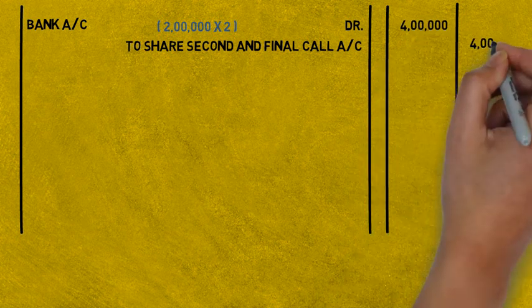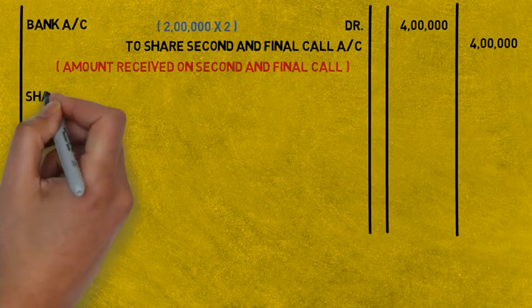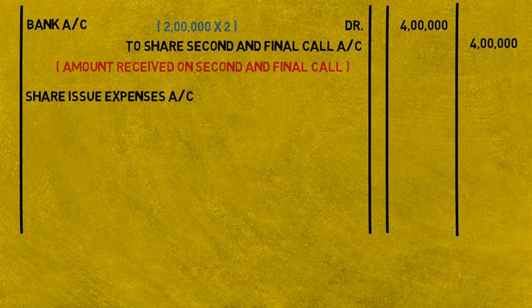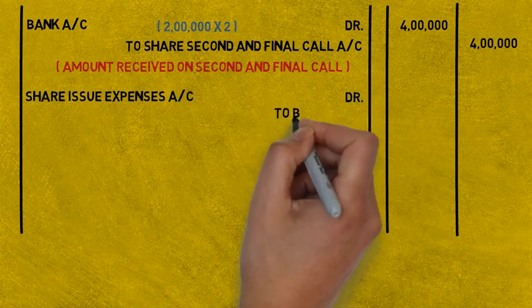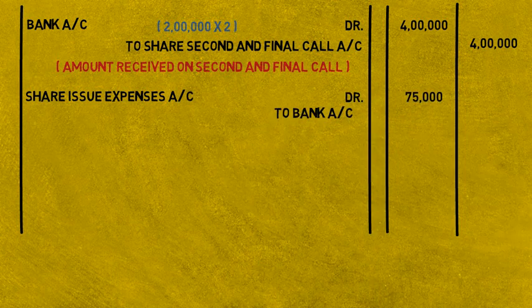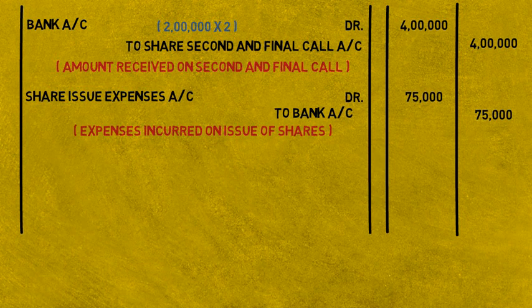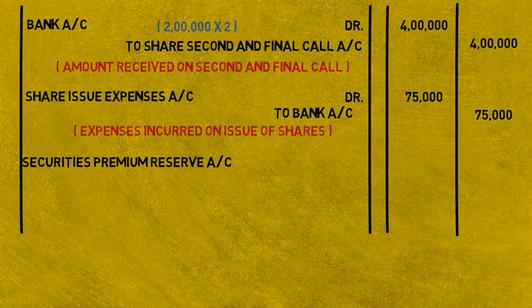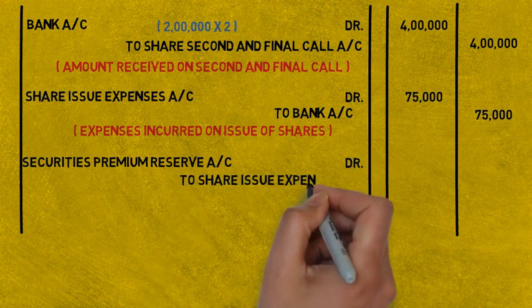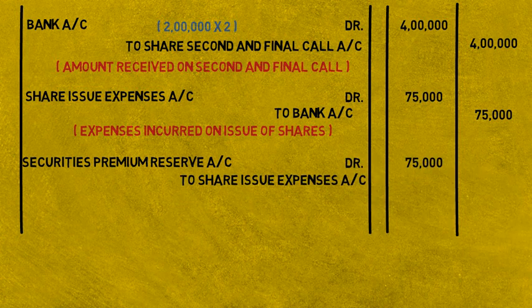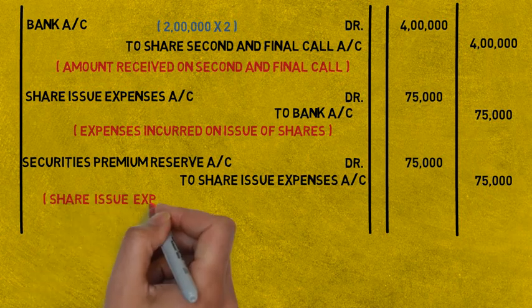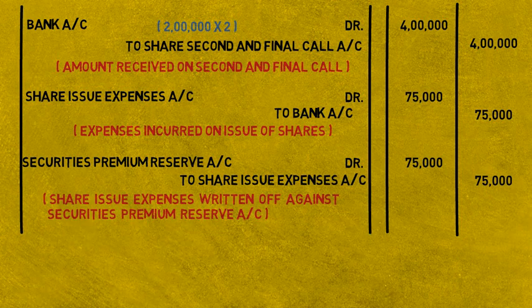Now in the question there is also mentioned the point of share issue expenses. These expenses will be first paid by the company and then written off against securities premium received by the company, as given in the question. So this was the part for our entries. Now let's move further towards the balance sheet.